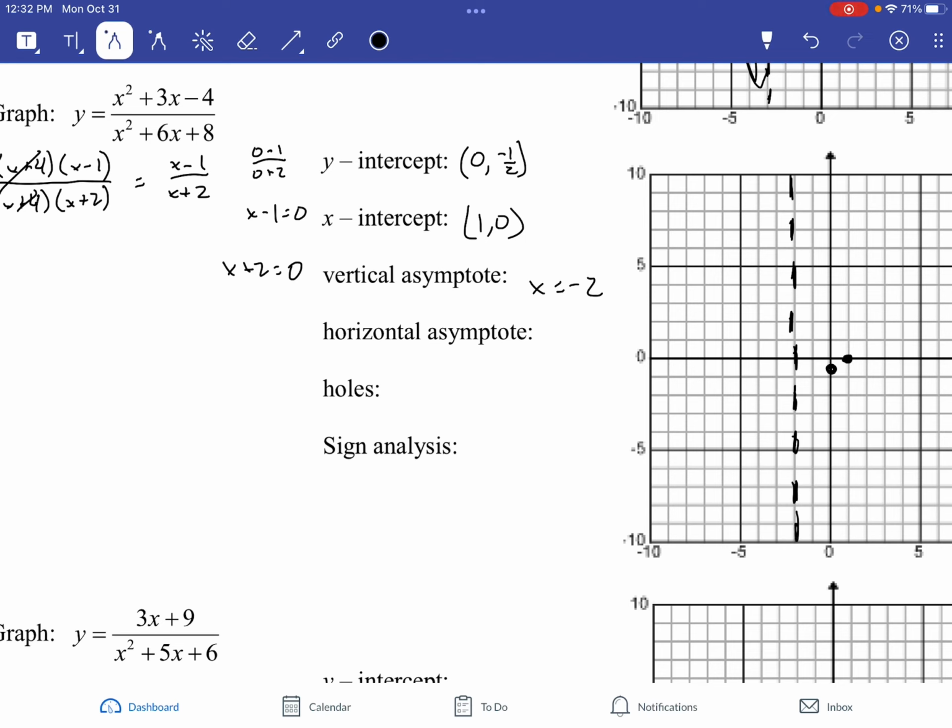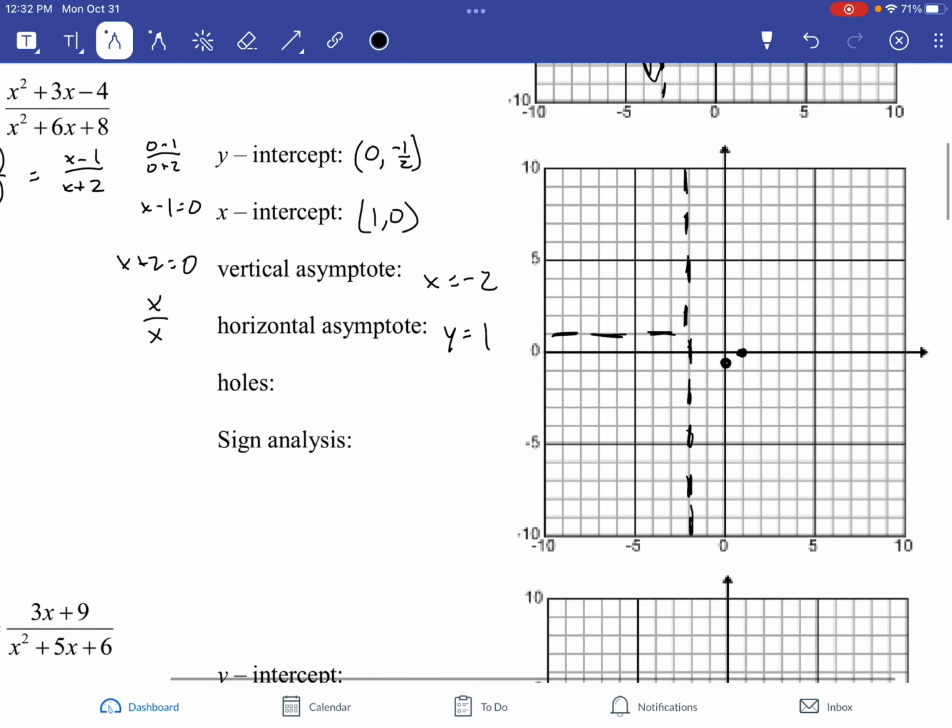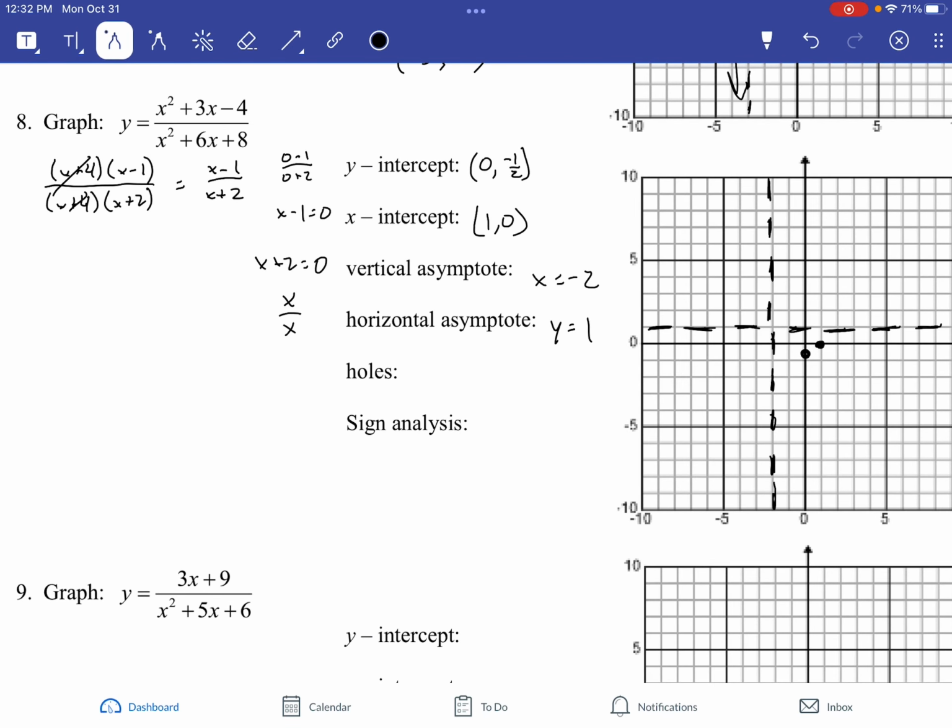For a horizontal asymptote, we have x over x, which will give us 1. Y equals 1. For the holes, what did we cancel out? We canceled out x plus 4. So x plus 4 is equal to 0. X will equal negative 4.